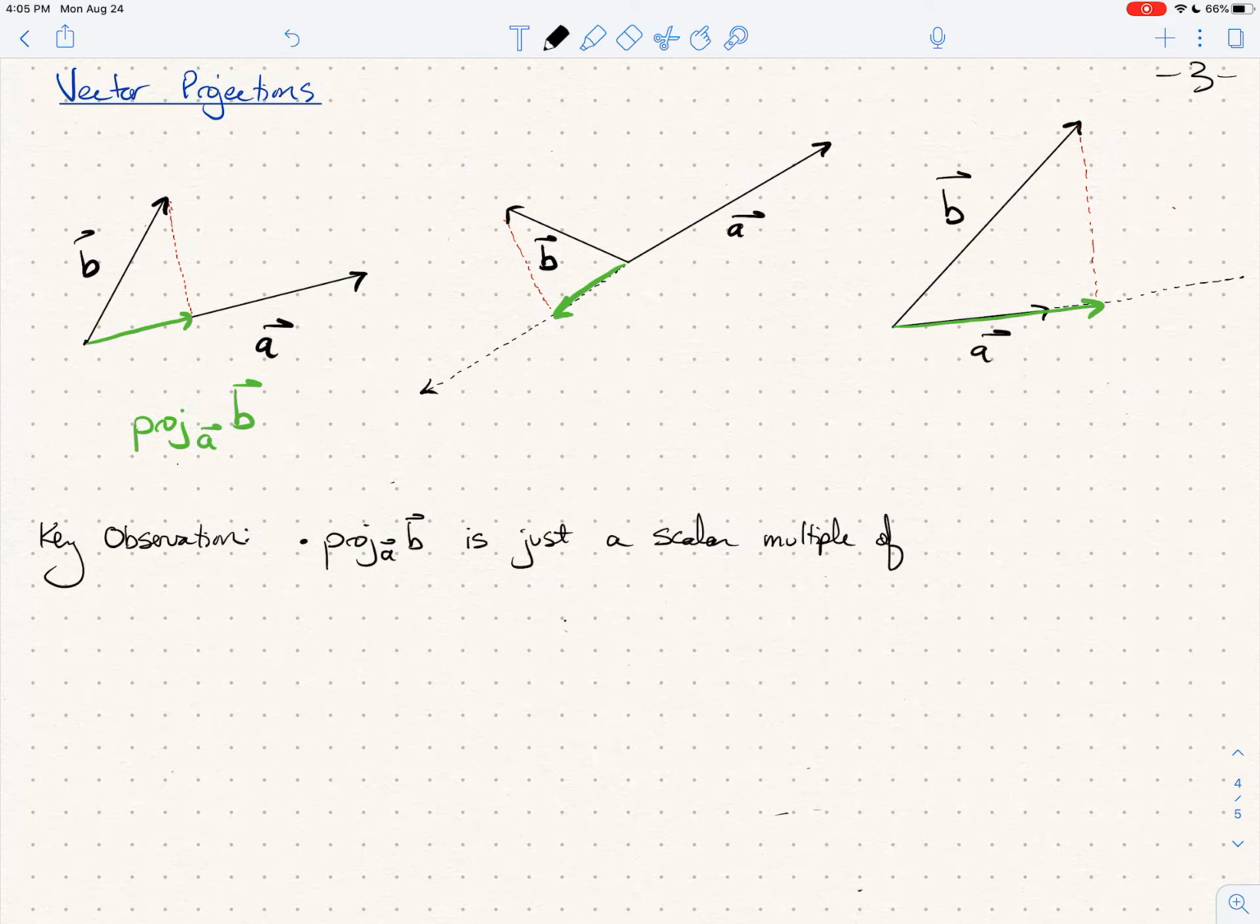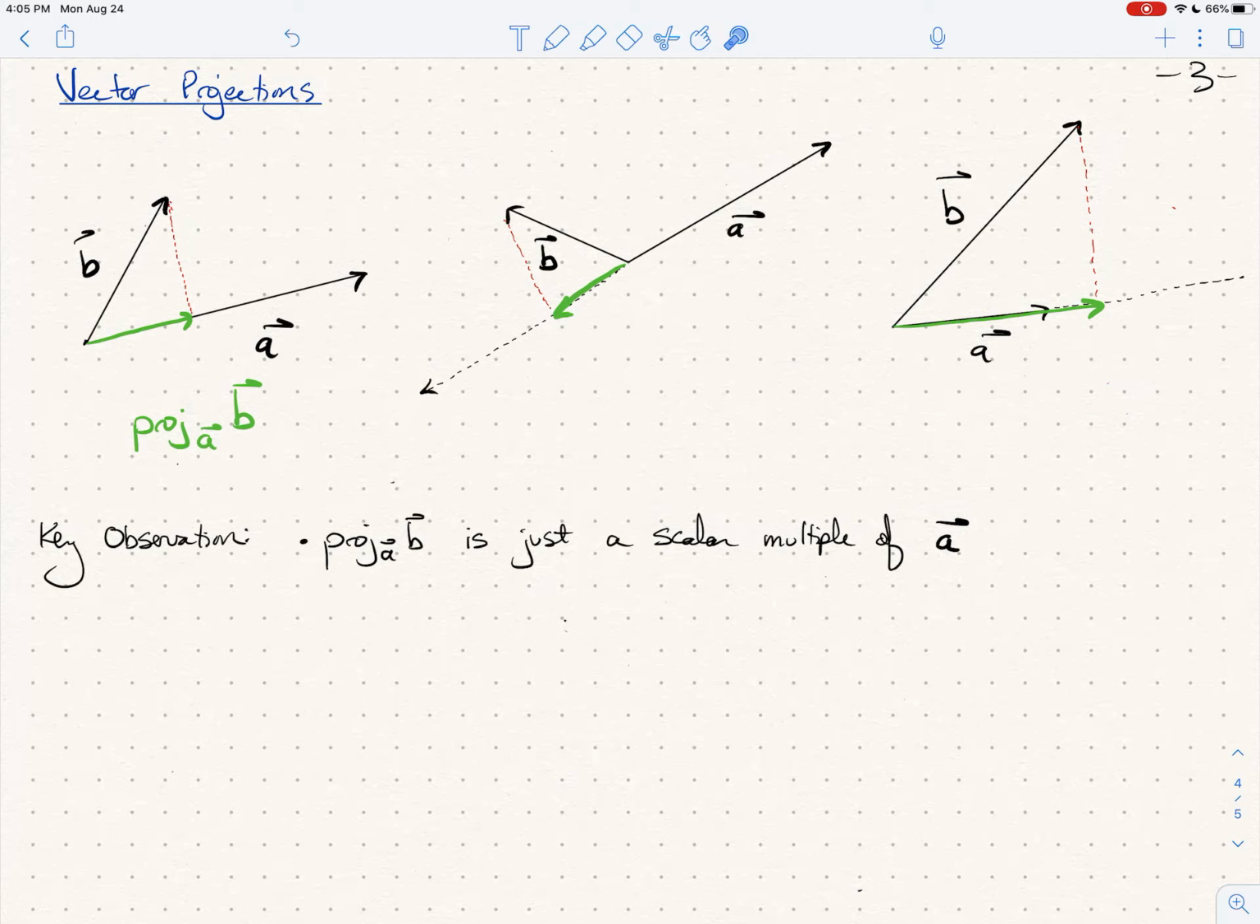So the key observation is that the vector projection of B onto A is just a scalar multiple of which vector? You tell me. I guess you can't tell me, but you can say it out loud. It's a scalar multiple of A, right? We're multiplying the length of A. Here I'm shortening A and putting it here. Here I'm flipping A and then shortening it. Here I'm lengthening A. But the point is, I'm just scaling A.